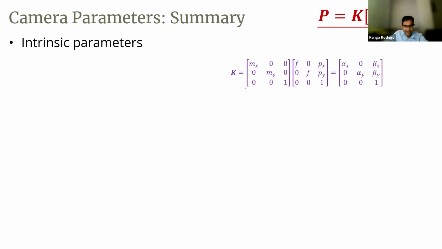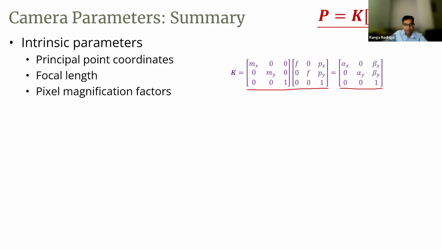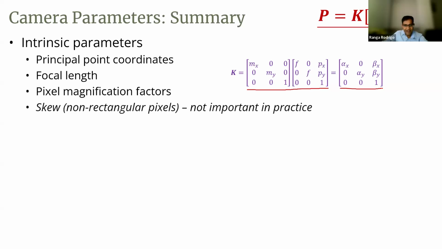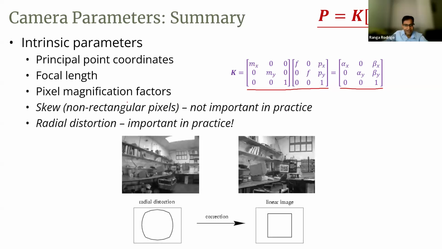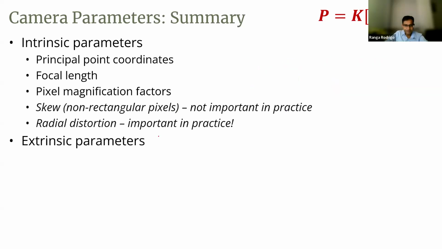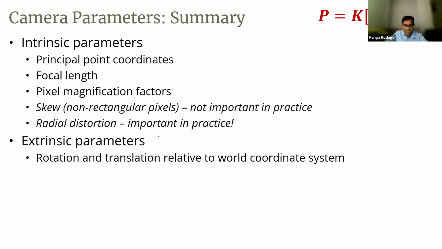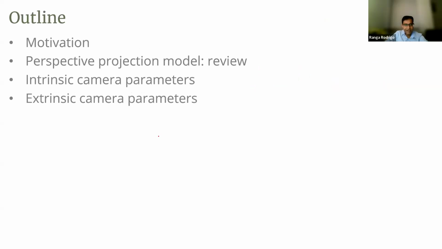If you write it in slightly more detail, you have the K like that: alpha X, alpha Y, beta X, beta Y. Then principal point coordinates are there, focal length is there, pixel magnification factors MX and MY are there. And then skew is there, but I did not talk about it. There can be other things like radial distortion and so on. Those can also be incorporated into the K, but right now we will not discuss how. Extrinsic parameters, rotation and translation related to the world coordinate system, are there.